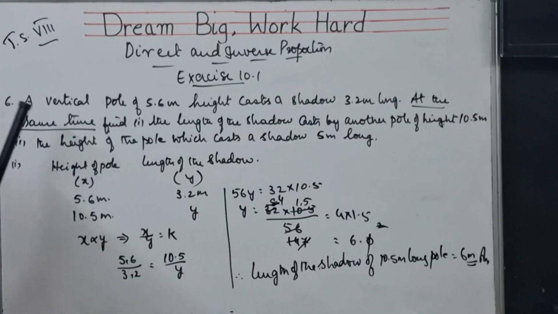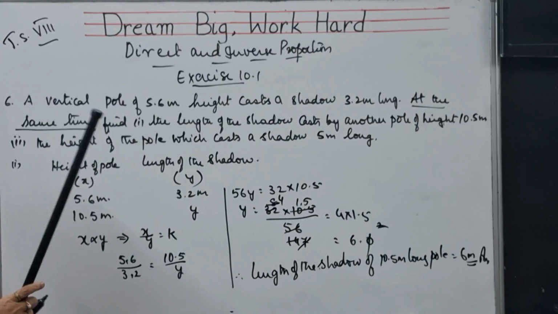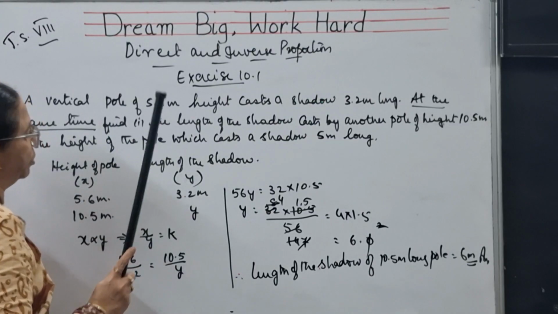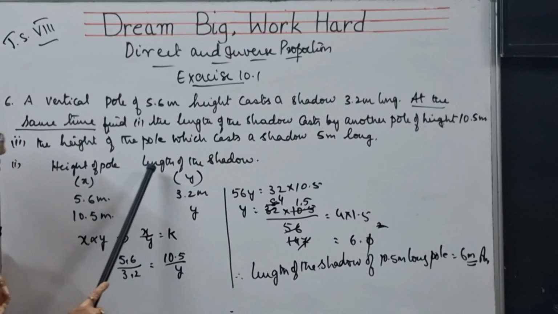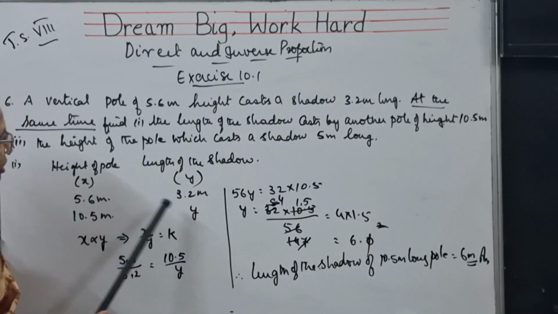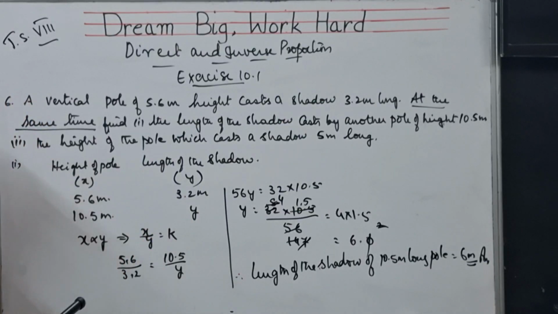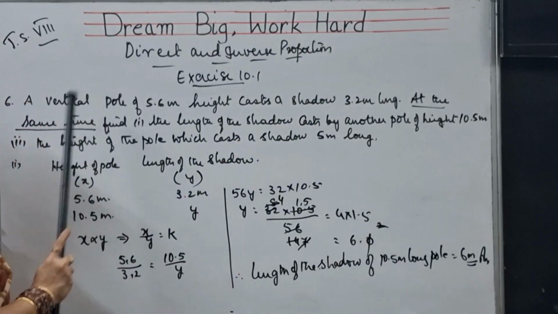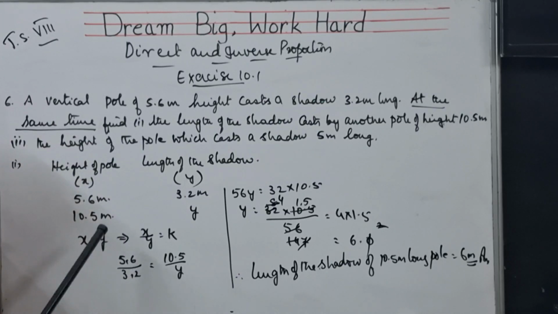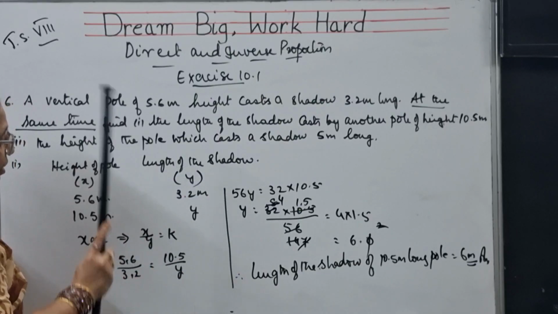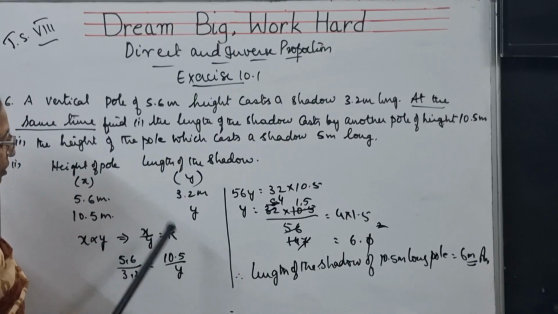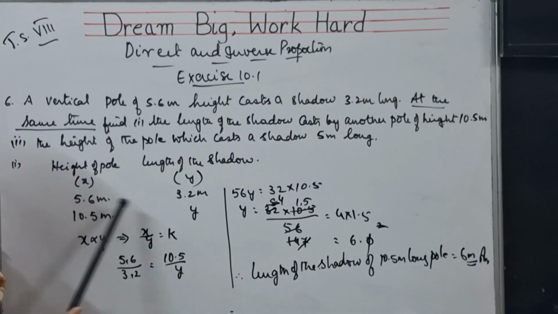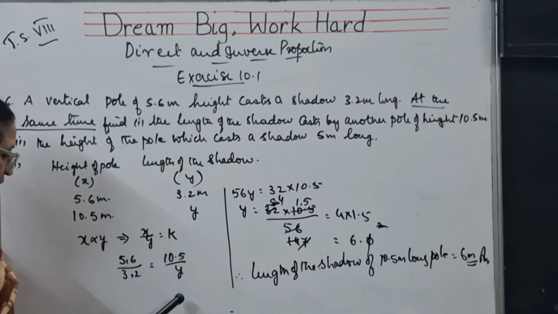See, a vertical pole of 5.6 meters long casts a shadow of 3.2. If height of the pole is x and length of the shadow is y, 5.6 meters gives 3.2 meters shadow. At the same time, I have underlined this, children. At the same time, this is very, very important. Because the time is the same, the shadows cast will be the same. The relation is the same. So a 10.5 meters pole is casting length y. So x is directly proportional to y. x by y is k. That is 5.6 by 3.2 is equal to 10.5 by y.